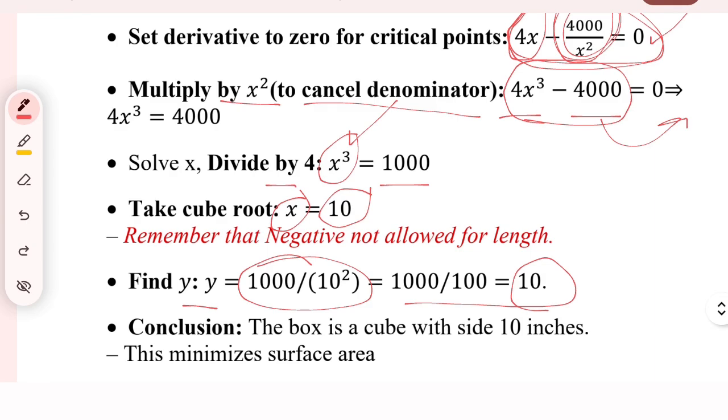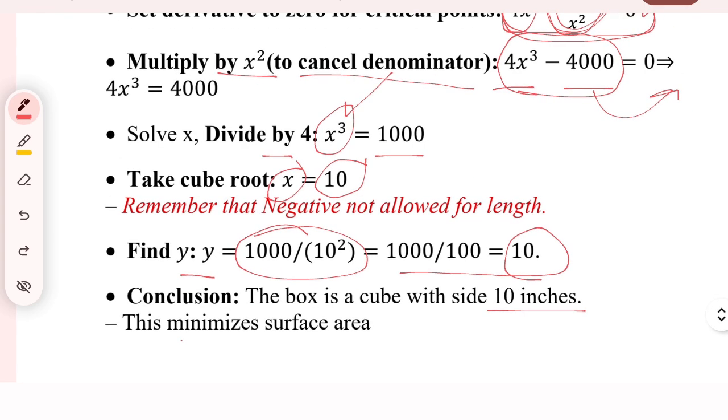Oh, so we have a base of 10 by 10 and a height of 10. It confirms what I was thinking, that this should not be a rectangular box. So this will be a cubic box. It confirms that indeed it is a cube with a base of 10 and a height of 10. So that would be the dimensions of the cube, and this dimension would minimize the surface area.